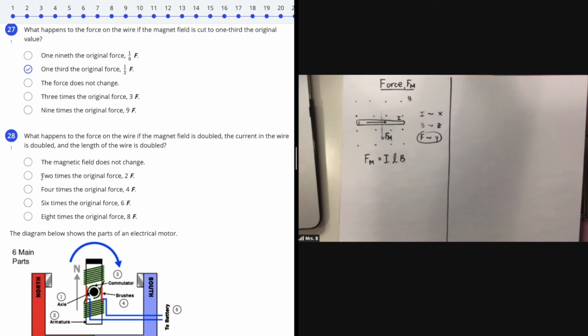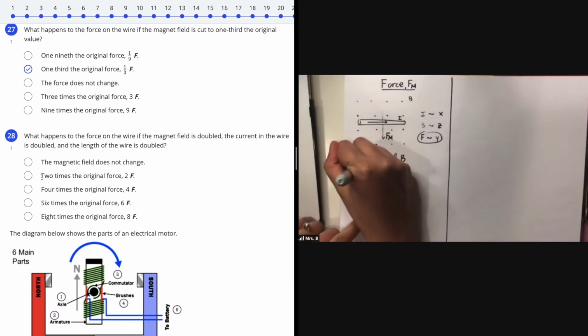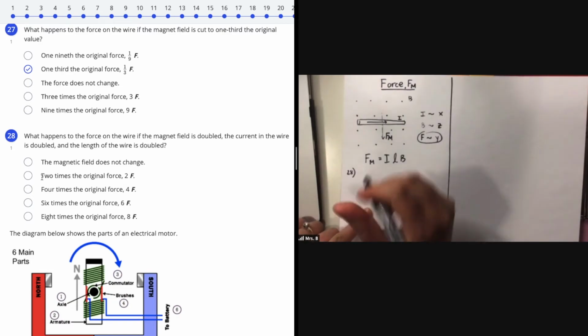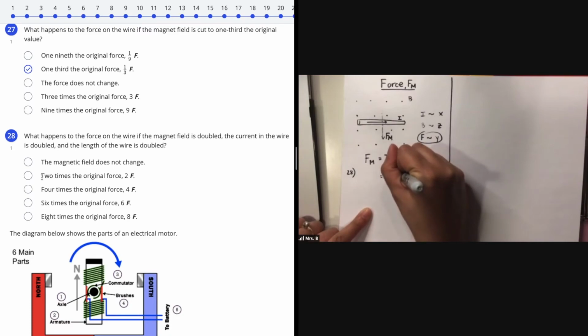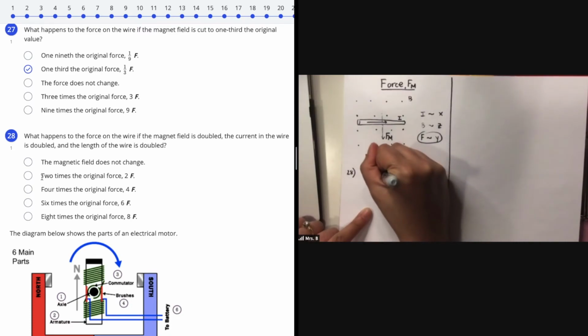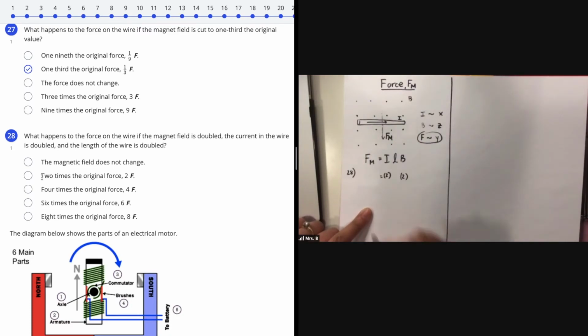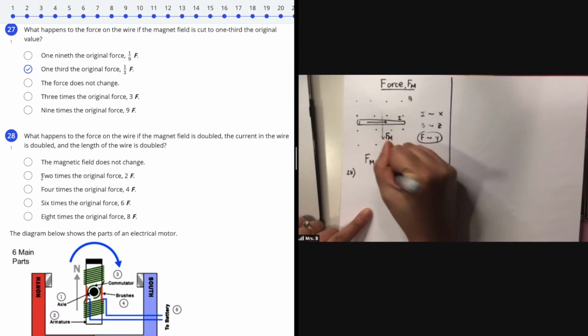But for 28, maybe I want to write this one out because I have several variables changing at once. In number 28, we have the field is doubled, so I'm going to put in a 2 for B. The current is doubled, I'm going to put in a 2 for current. And the length of the wire is doubled. I'm going to put in a 2 for all of these.